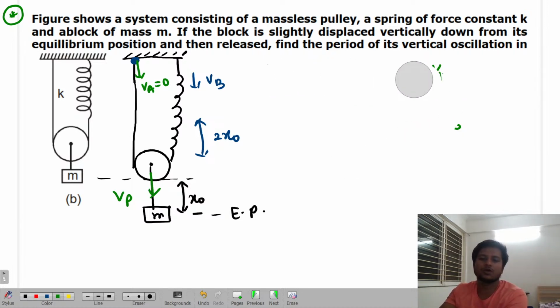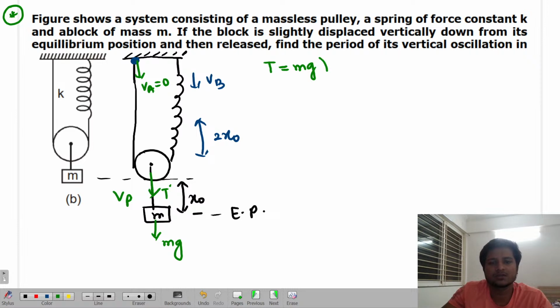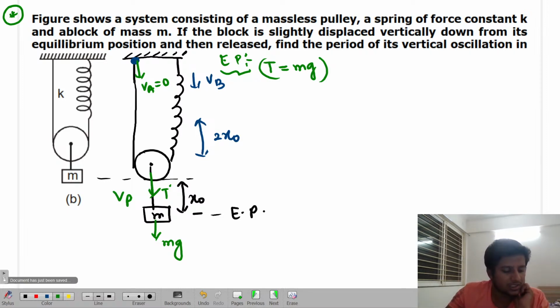ध्यान से देखो, अगर मान लो if pulley travels by x naught, the block, this spring travels by how much? Twice of x naught. Is that clear? This is my equilibrium point. This is my mg. Let us consider that the tension present over here is T. How much is the tension present? So for equilibrium point, tension T is equal to how much? mg. Are you able to get me or not?